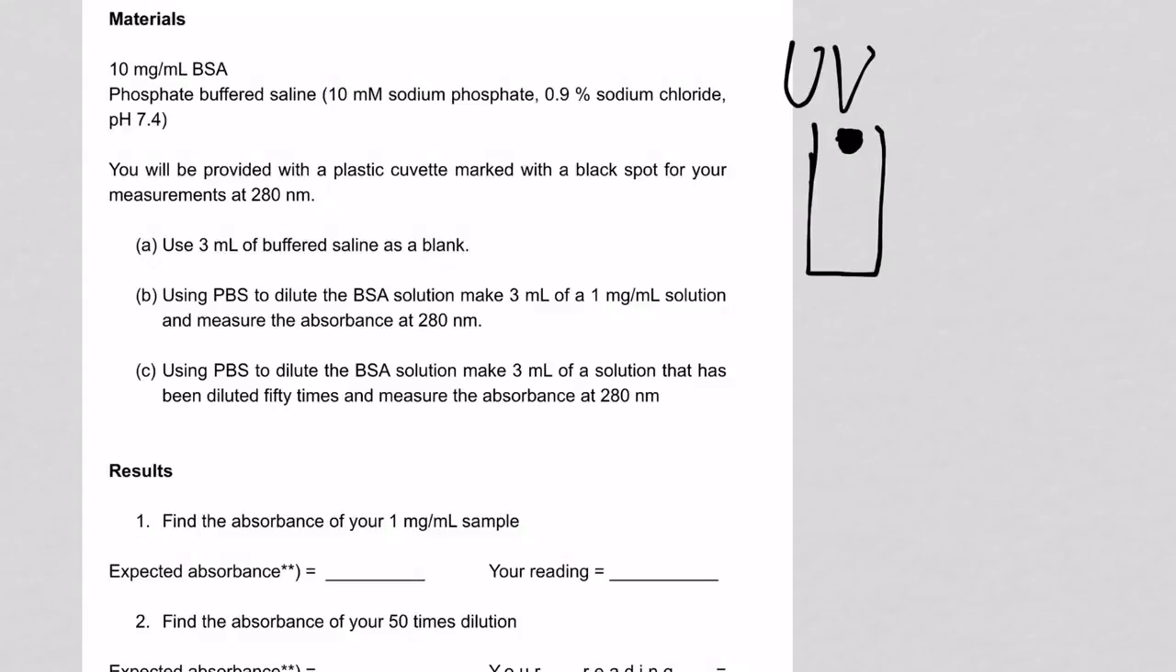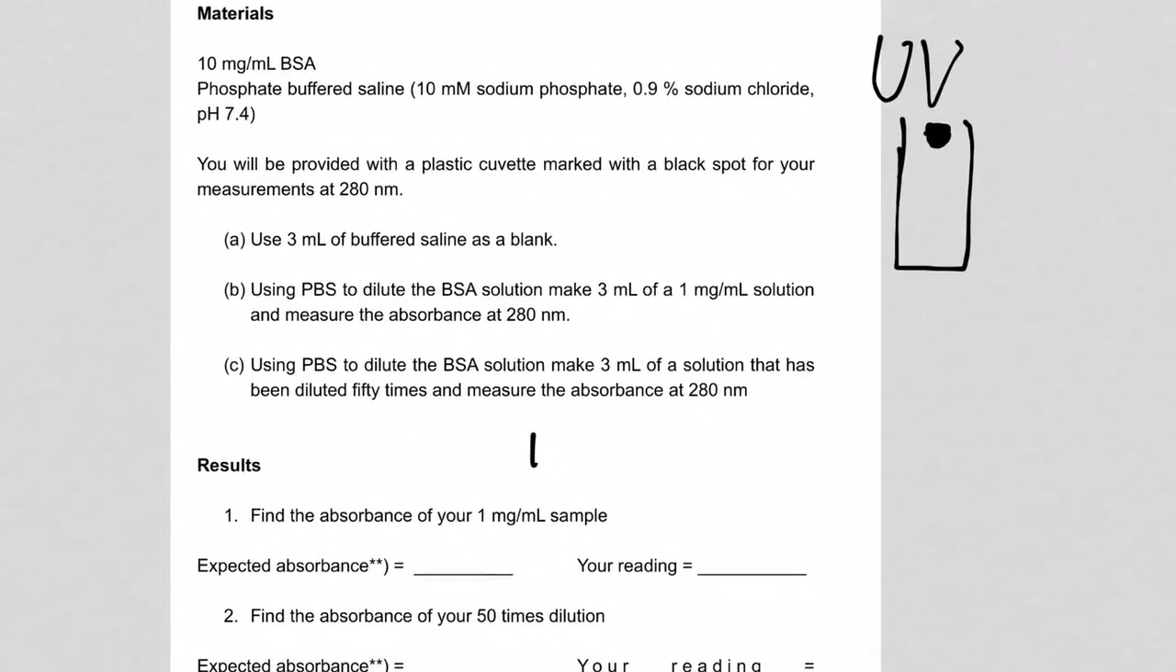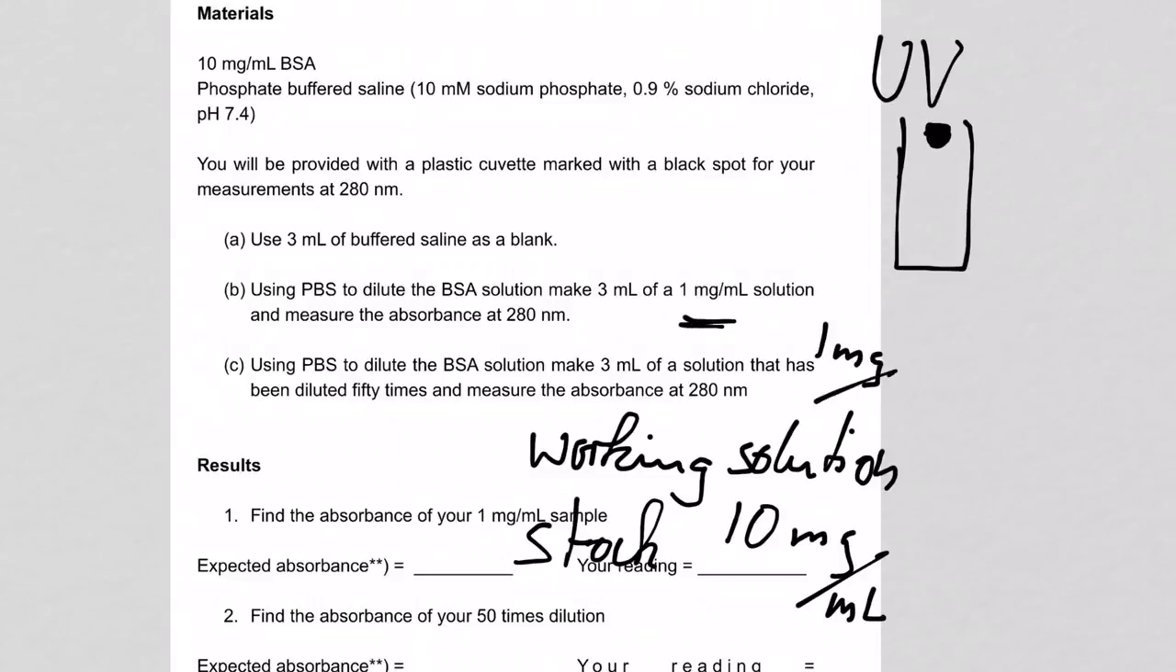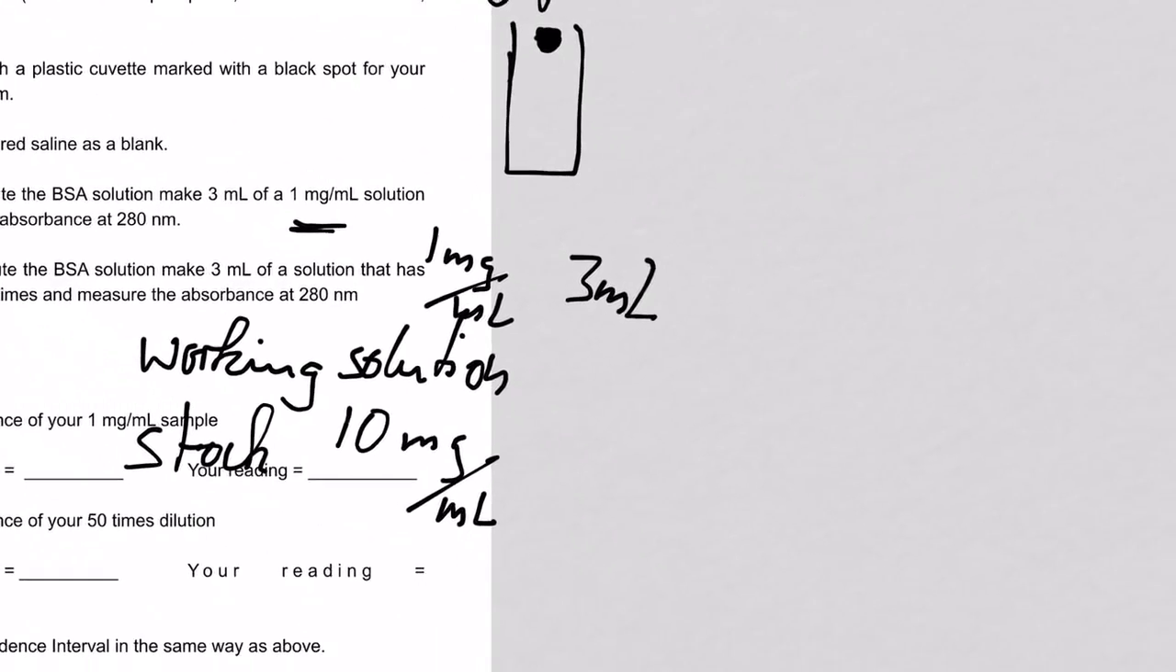And what we need to do again is 3 milliliters. You need to blank or zero your spectrophotometer. And you need to make your working solution. So we have a stock solution of 10 milligrams per milliliter. That's the stock. And we want 1 milligram per milliliter and 3 milliliters. How much do we need?